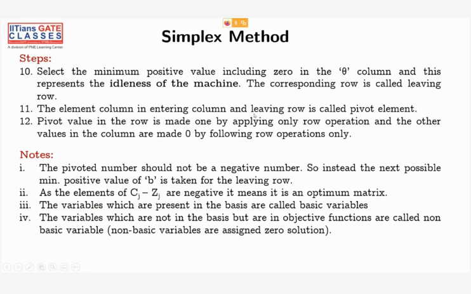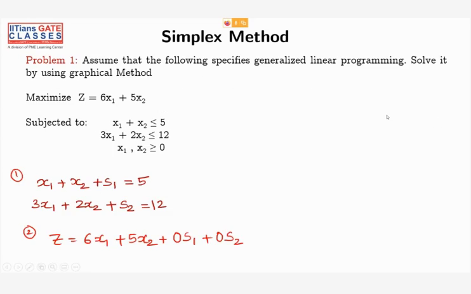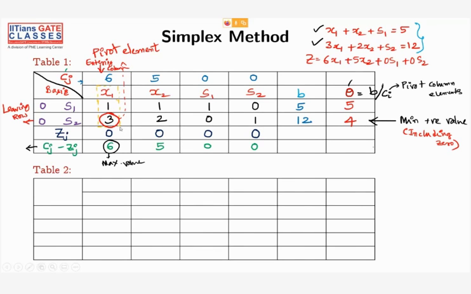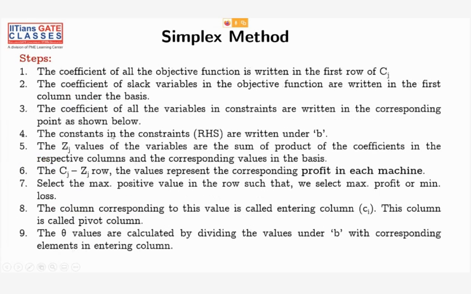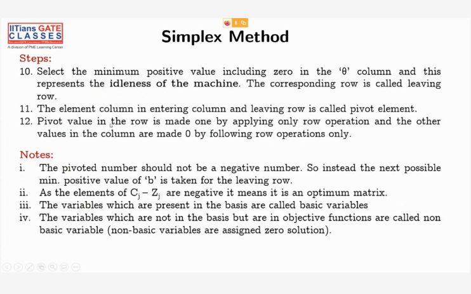The element in the entering column and leaving row is called the pivoting element. Obviously, the element in the entering column and leaving row is 3. That is called your pivot element. And next, the pivot value in the row is made 1. This is what I haven't done.